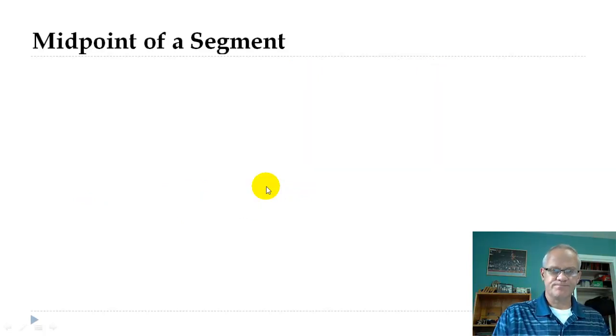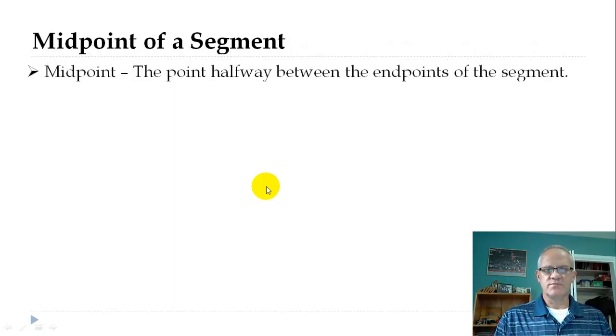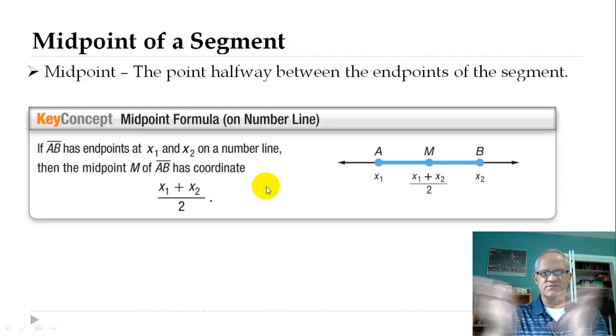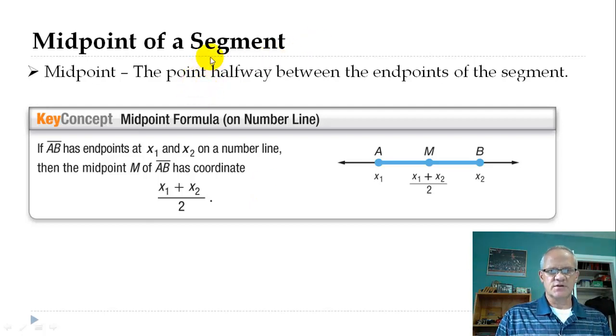Okay. All right, the midpoint of a segment. First of all, the midpoint of a segment is the point that's exactly halfway between the two endpoints of the segment. Again, on a number line, you can count that out and figure out the point that's the same distance from both sides. But there is also a nice little formula here that's pretty easy.